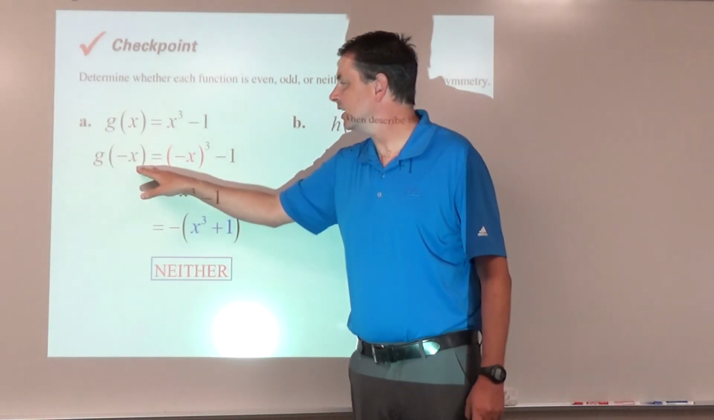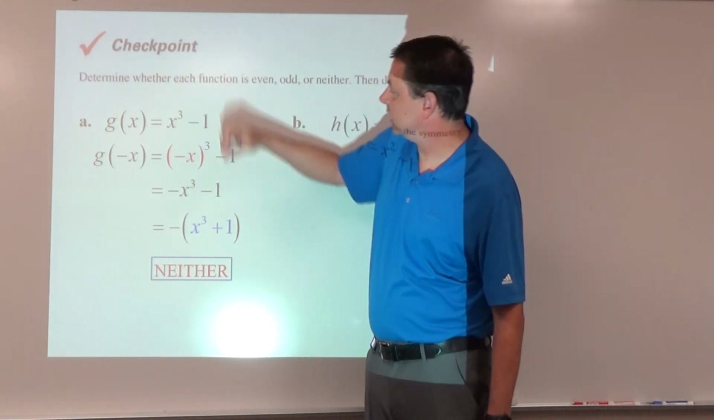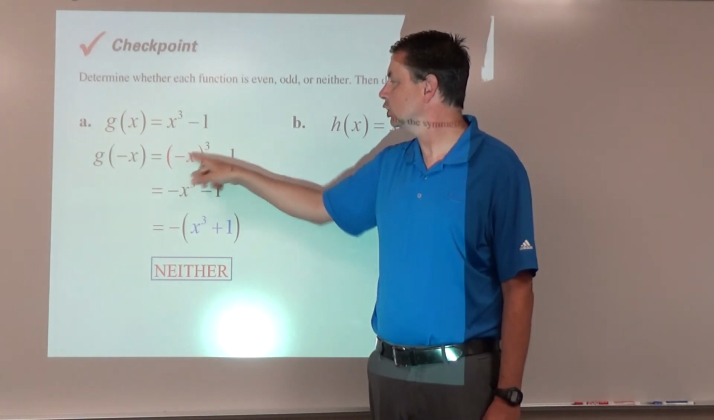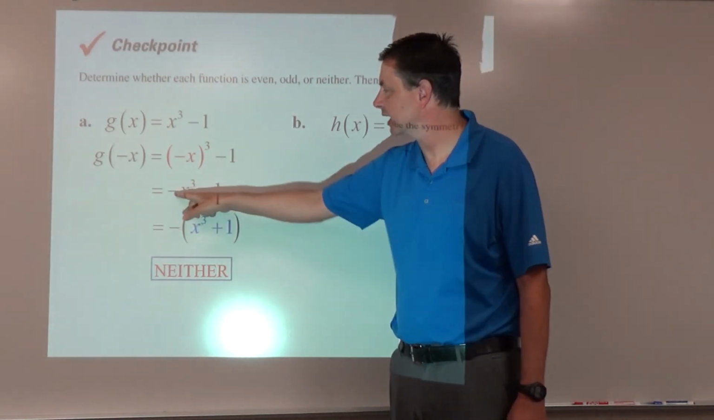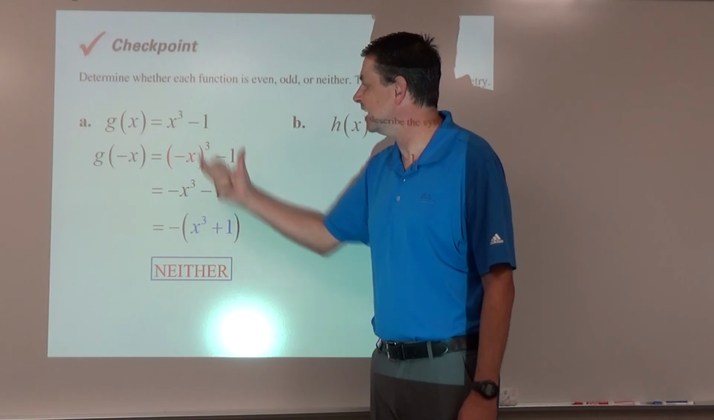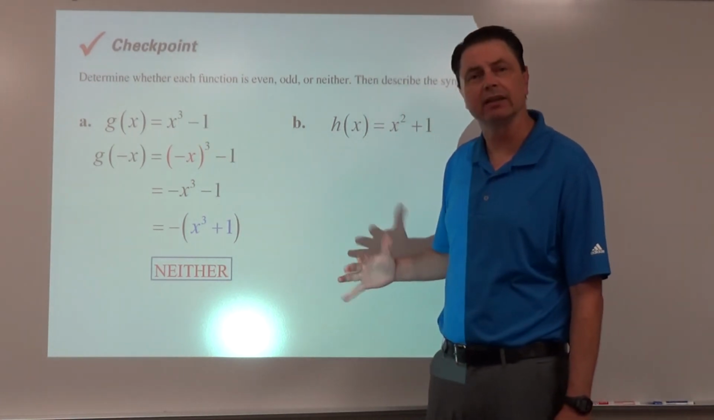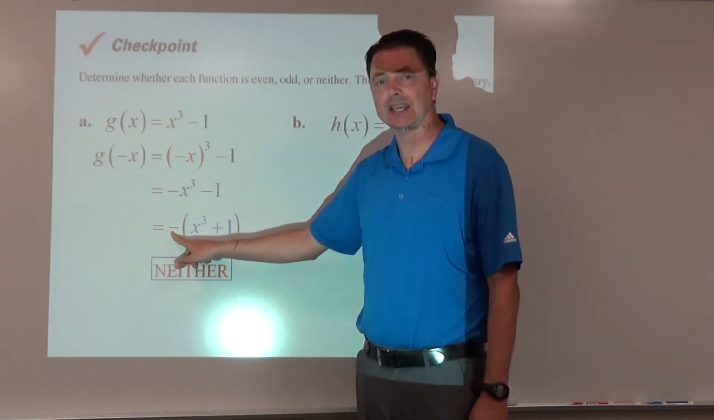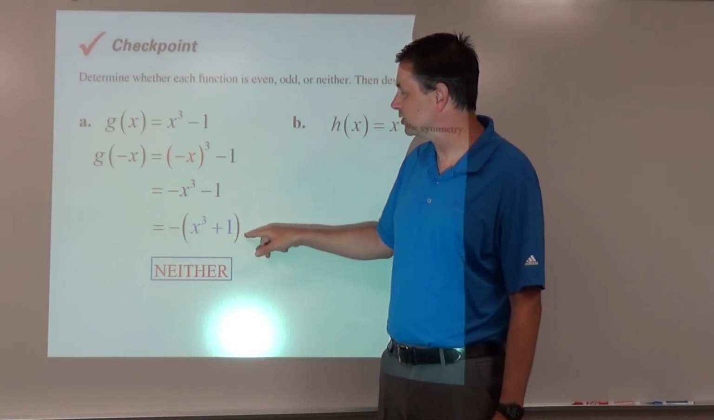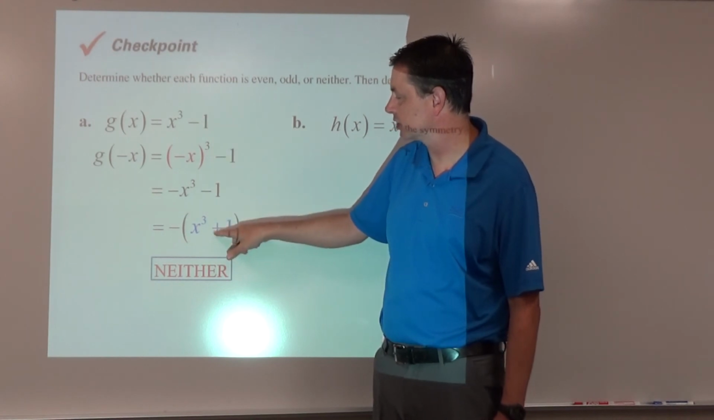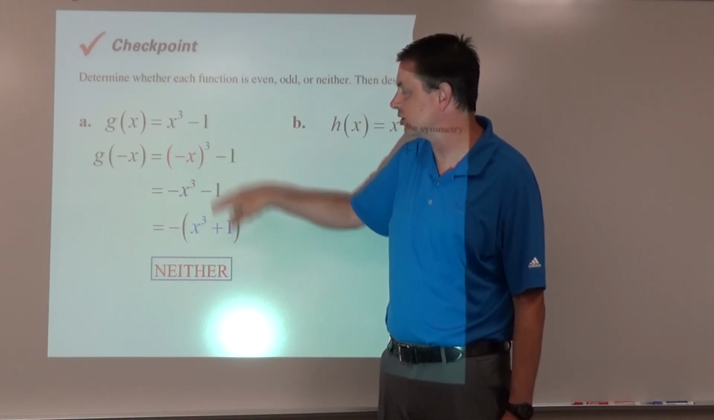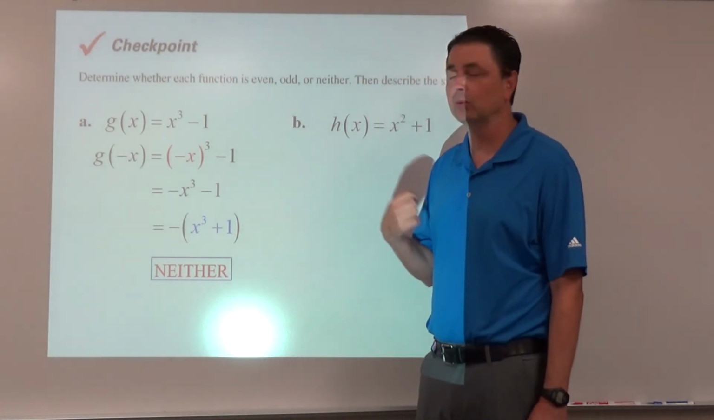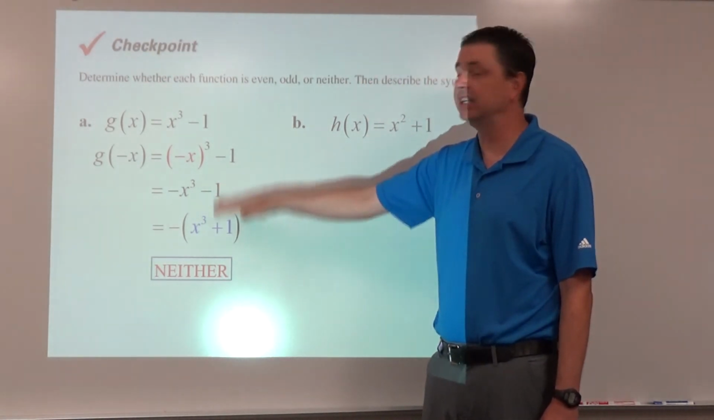All right, g of negative x, we replace the x with negative x, and it's cubed. And again, if we're cubing a negative, we're going to get a negative x cubed minus 1. That is not the original function, so I'm probably not thinking even. If I want to test odd, I'm going to factor out the negative. I get x cubed plus 1, but that's also not the original. It's not the opposite of the original, as these don't match. So that's neither. It wasn't the original function g of x. It wasn't the opposite of g of x. That's a neither situation.